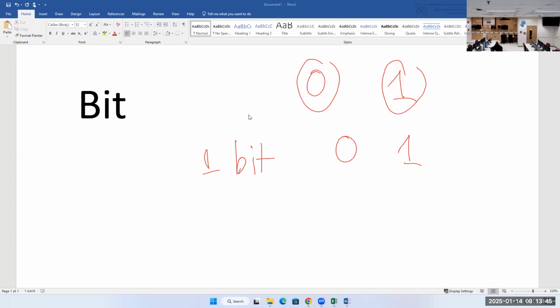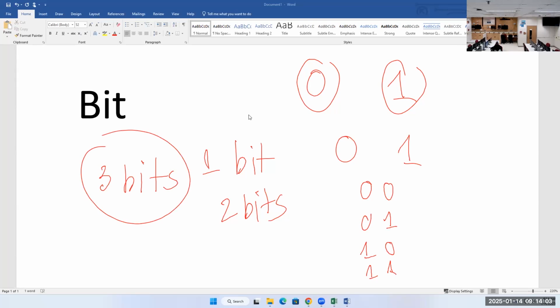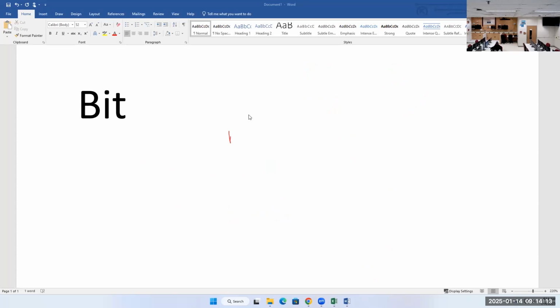Now my question here, if I have two bits, how many combinations can I have? Four, right? You have zero, zero, you have zero, one, you have one, zero, and you have one, one, right? So if I have three bits, how many combinations do I have? Eight, right? So basically the formula here, if you have n bits, in total you have 2 raised to the power of n combinations.